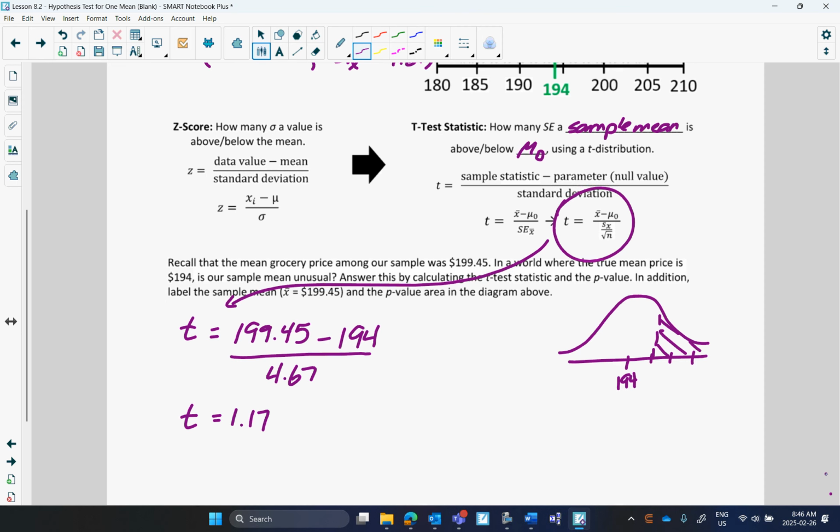How do we find this area? Well, how did we find it using a normal distribution? Normal CDF. How do we find it using a t-distribution? T-CDF, which is on your graphing calculator.